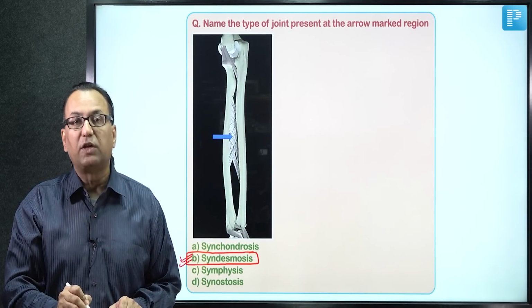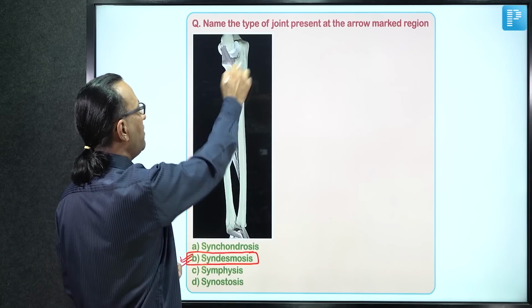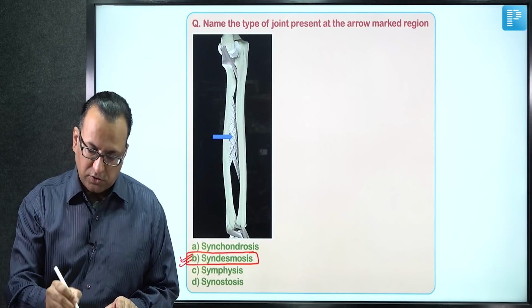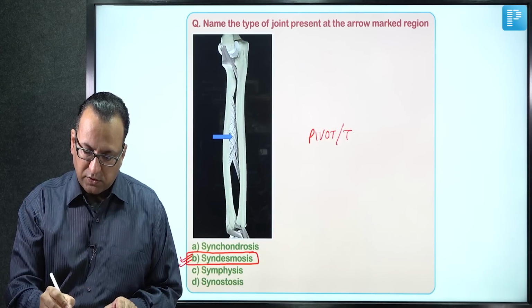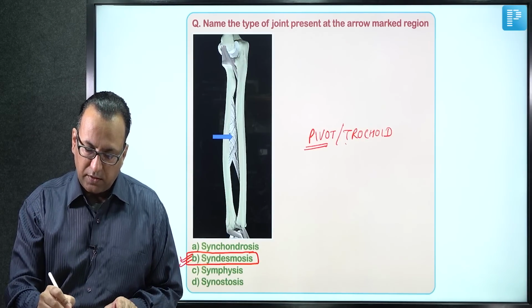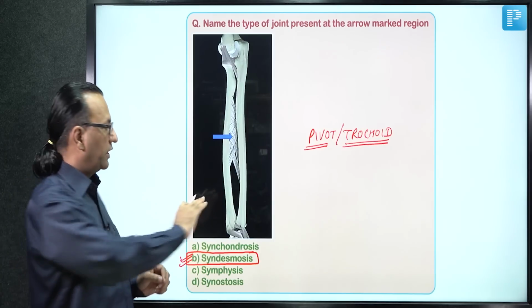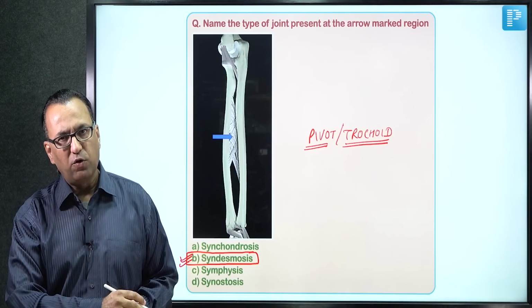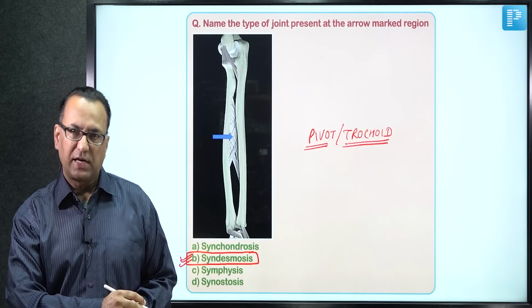And if it comes to the superior and inferior radio-ulnar joint, then they are pivot synovial joints, which are also called trochoid synovial joints. They are freely mobile joints working for the rotation of the radius on the ulna, that is the pronation and supination. We can quickly go through the classification of joints as well.